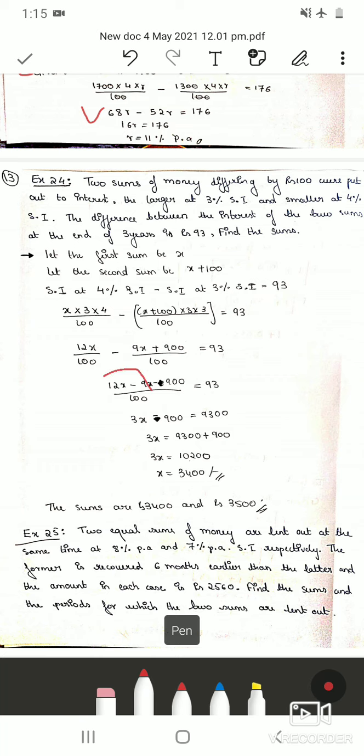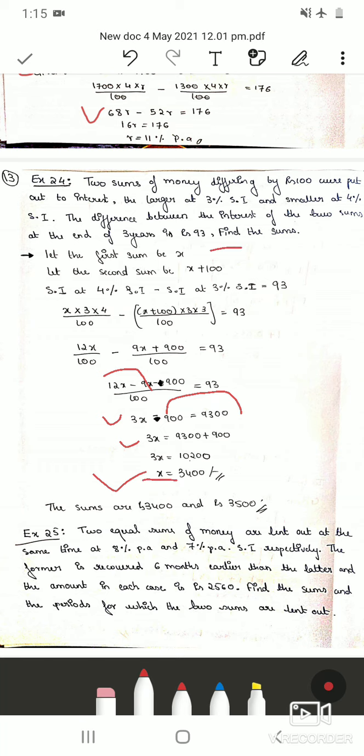So this will be 12 minus 9x is 3x. So 3x minus 900 is 9300. So 3x is equal to, this will go to the right hand side, it will be plus 900. So when you simplify, you will get x as 3400. So they have asked to find the sums.